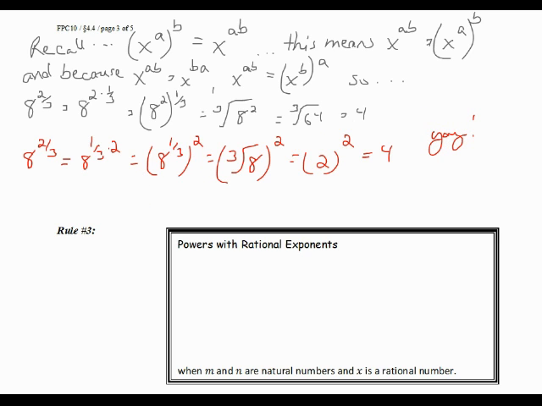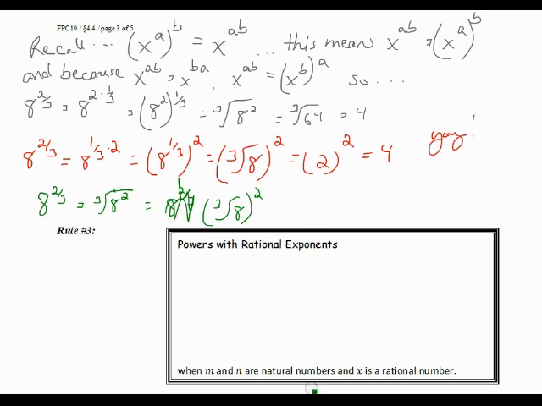So what we see from this is we can say that 8 to the 2 over 3 can be written as the cube root of 8 squared, with the square under the radical sign, and it also equals the cube root of 8, all squared, like that. Okay?